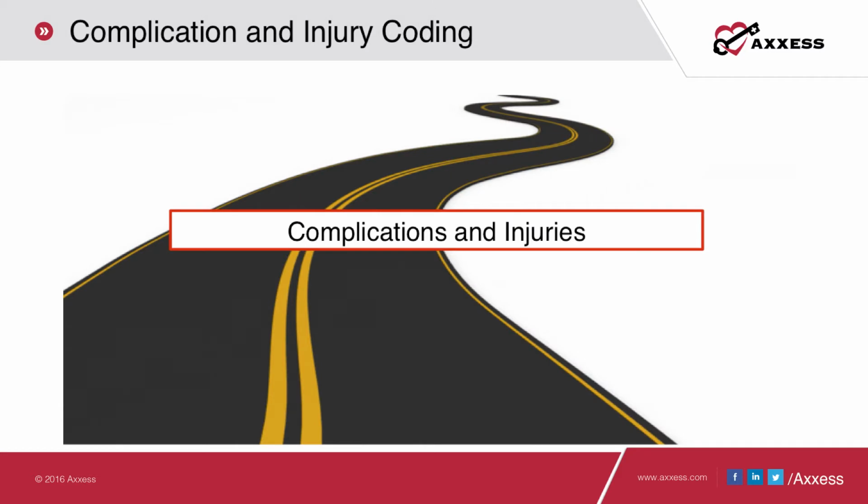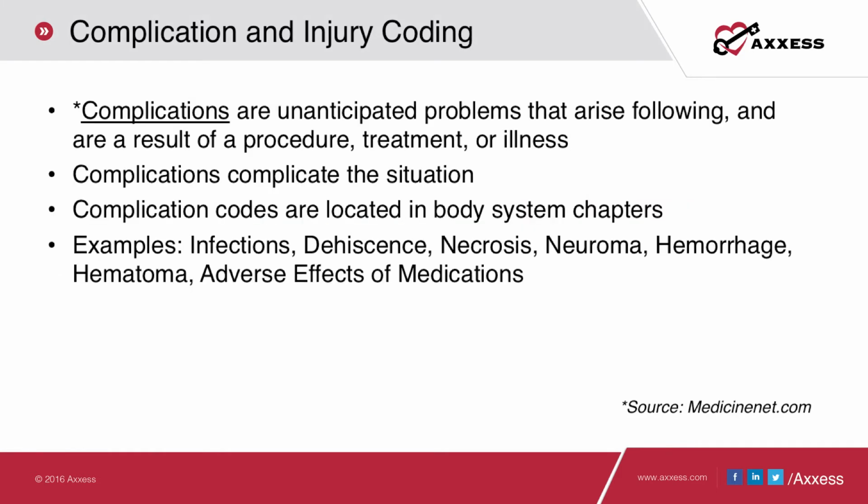Now that we've covered some general reminders about coding, let's get into our complications and injury coding. Now, one of the first things when you're talking about coding complications and injuries is having a good understanding of what complications are. We have a definition from MedicineNet that we're looking at. Complications are problems that arise following and are a result of a procedure, treatment, or illness. So think about complications. Complications complicate the situation.